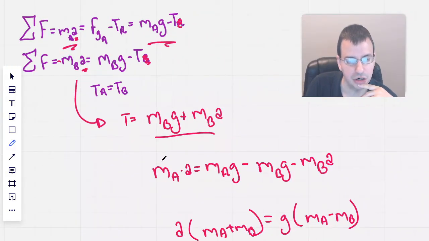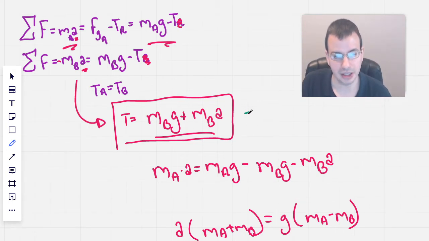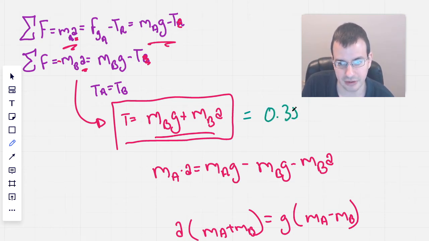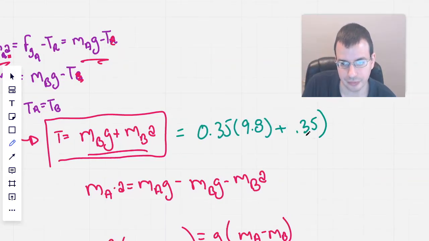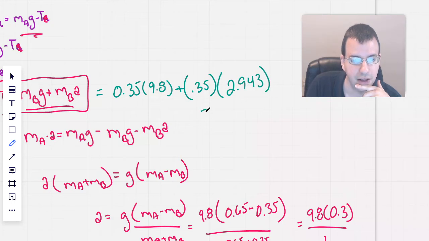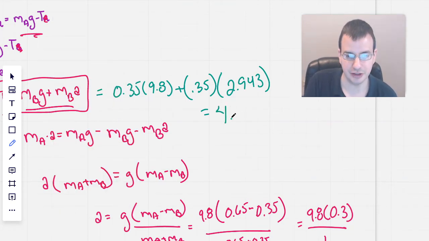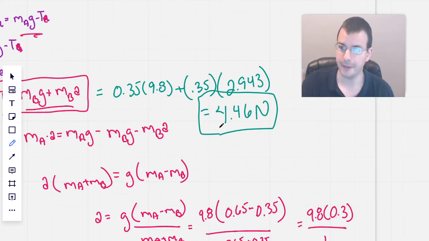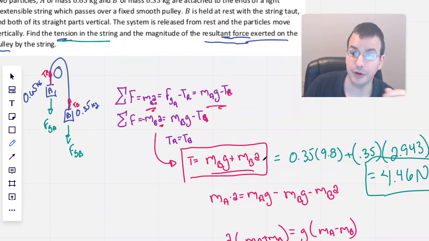So we'll go back up to this equation right here where we solved for tension. We need to solve tension for B, but tension's the same for A and B, so it doesn't matter which one we do. I'll do green. So this will be mass B, which is 0.35, times gravity, which is 9.81, plus 0.35 again times acceleration, which we just found, which is 2.943. Add this to 9.81, times 0.35, and we get a tension of 4.46. 4.46 newtons will be the tension in the string. So that is the tension in the string right here, 4.46.